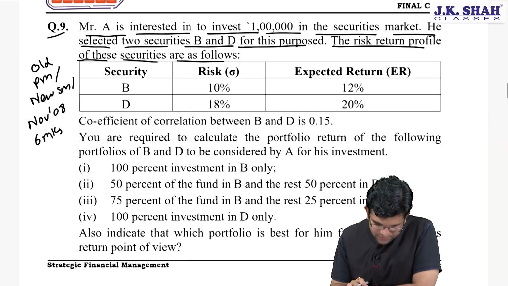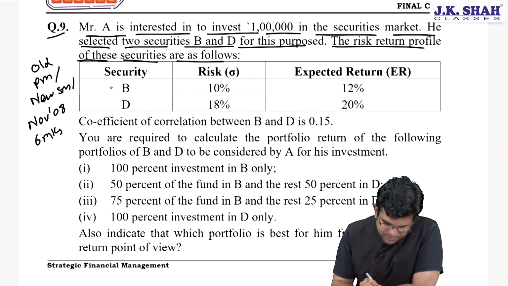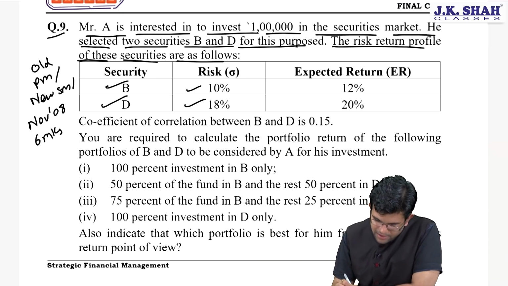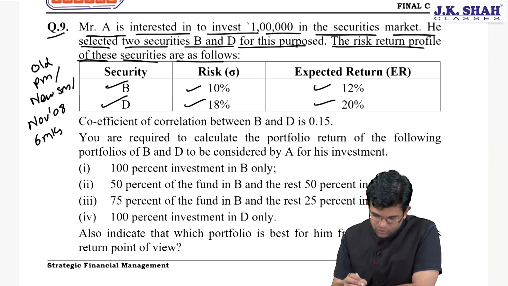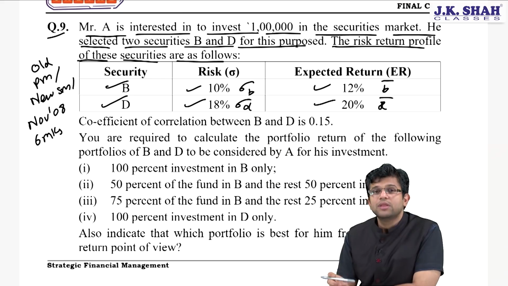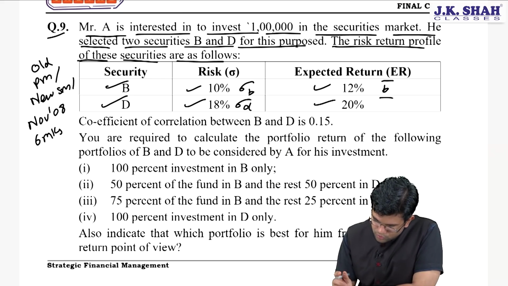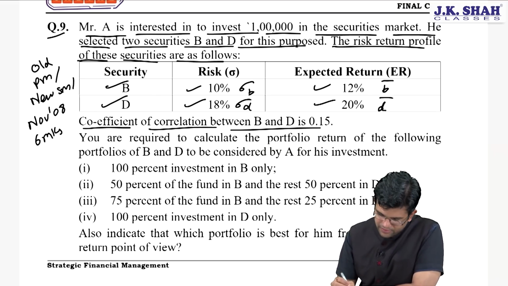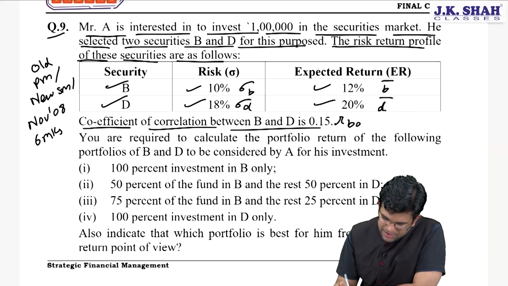So students, they have given us 2 securities B and D, and they have given us the risks of them and the expected return. So basically this is sigma B, this is sigma D, this is B bar and this is D bar. I hope you understood the meanings. Okay, so let us read ahead now. Coefficient of correlation between B and D is 0.15. This is what, students, is rBD is plus 0.15.